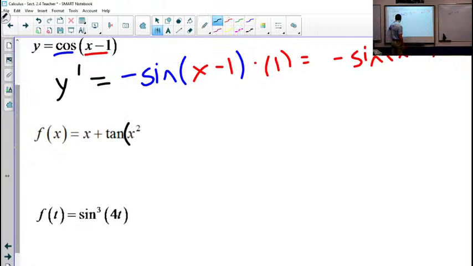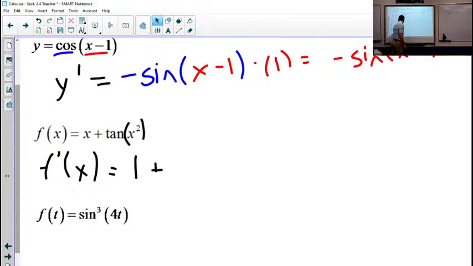So this is tangent of x squared. If it were the other way, it'd be tangent squared of x. F prime of x equals, derivative of x is 1. Plus derivative of tangent of x squared, well, we have x squared, and then what's happening to x squared? We're taking the tangent of it.